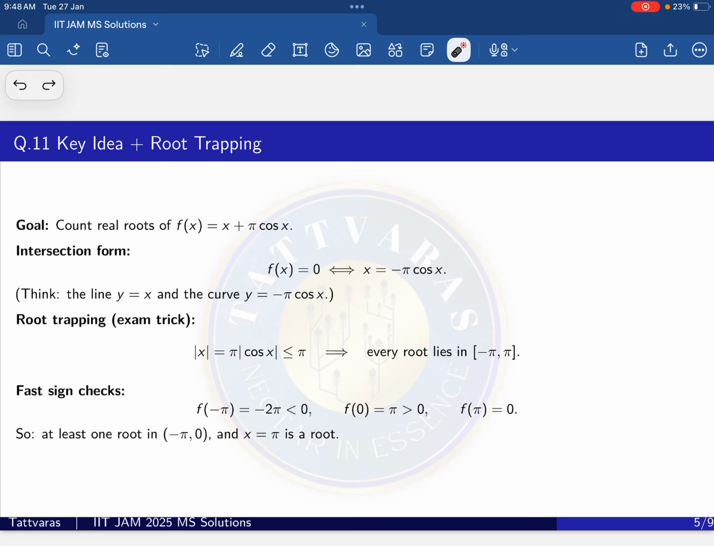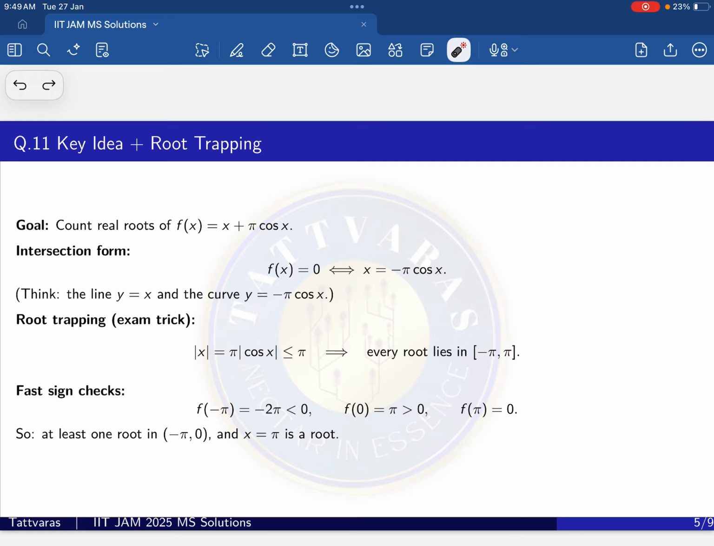Now note that |x| = pi |cos x| is less than or equal to pi. So what does that mean? Any real solution must lie in this interval, -pi to pi. So this is how we are now constraining the possible domain of solutions from R to [-pi, pi].